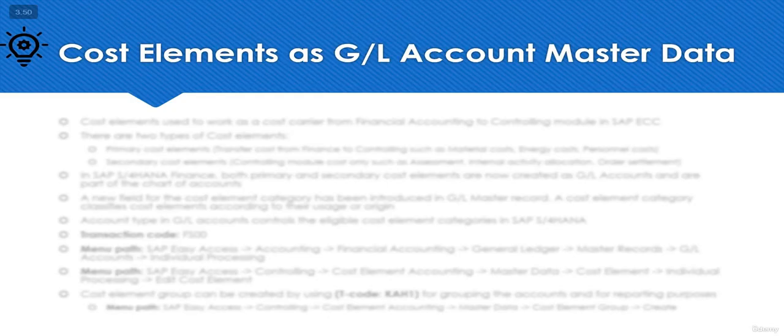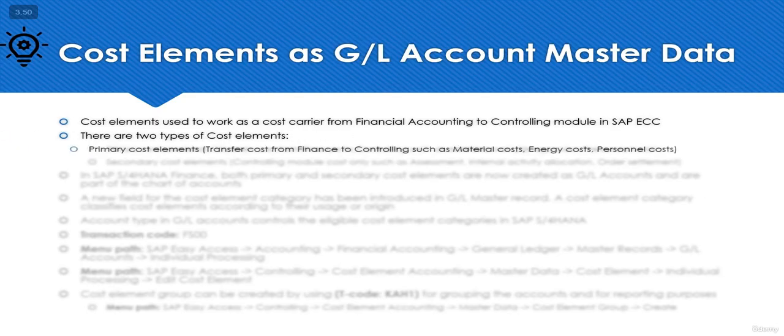In this lecture, we will discuss cost elements as GL account master data. Cost elements used to work as a cost carrier from financial accounting to the controlling module in SAP ECC, which is the previous version of SAP S/4HANA Business Suite. There are two types of cost elements. Primary cost elements transfer costs from finance to controlling, such as material costs, energy costs, personnel costs.